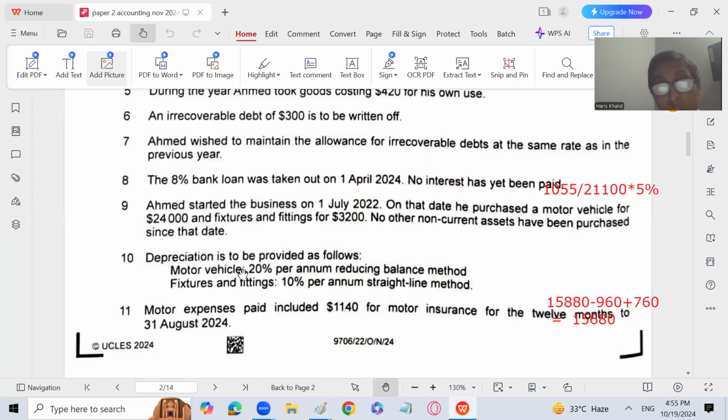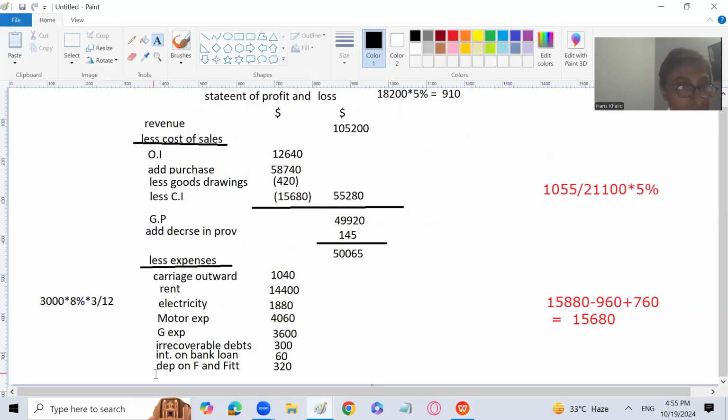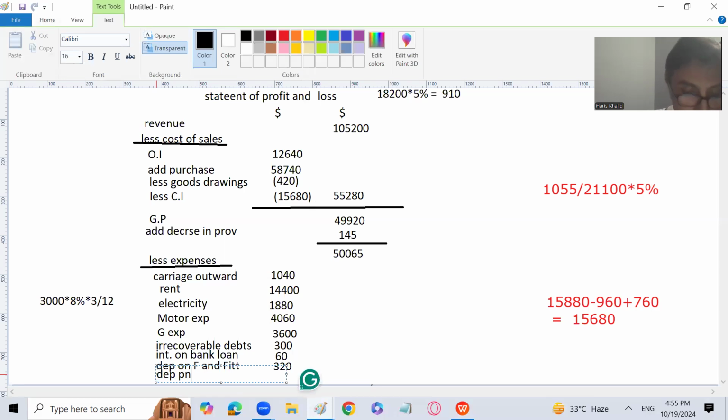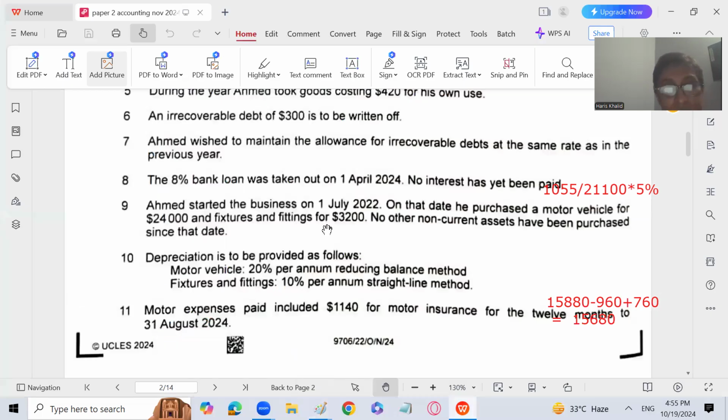Now we have to calculate depreciation on motor vehicle, 20% using reducing balance method, where the amount of motor vehicle is going to be 24,000. Let's find it out. 24,000 is the amount, and we have purchased it on 1st July. So it means that it has been depreciated by reducing balance method by 20% from July 2022 to June 2023. And then again, it is supposed to be depreciated for the next year from July 2023 till June 2024, which is our financial year.